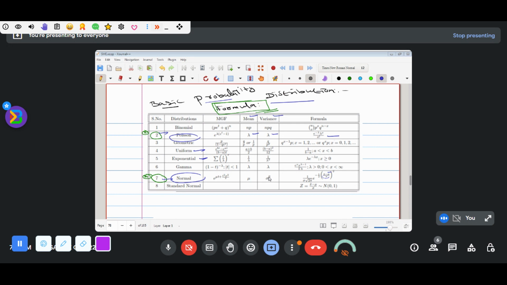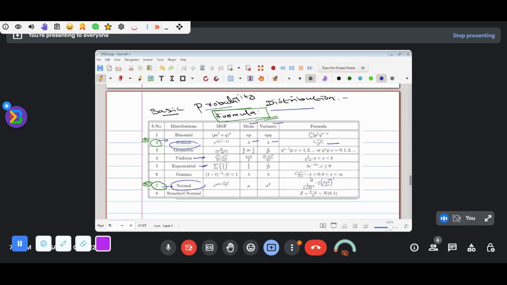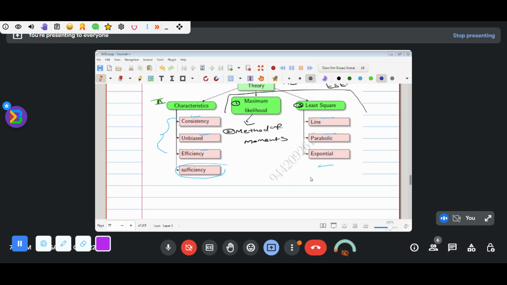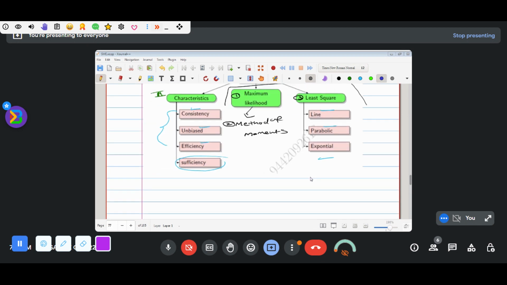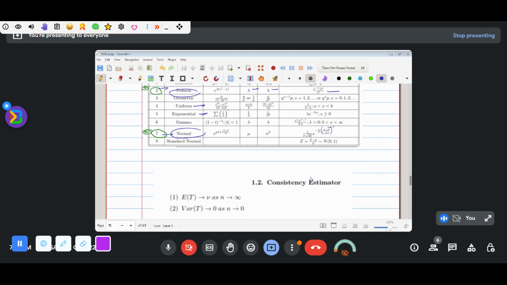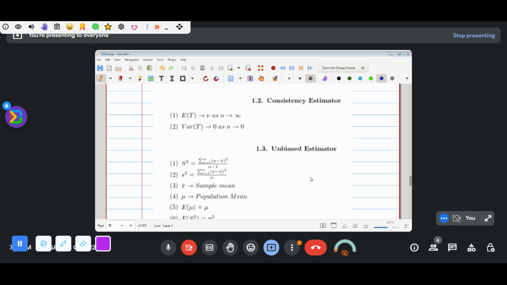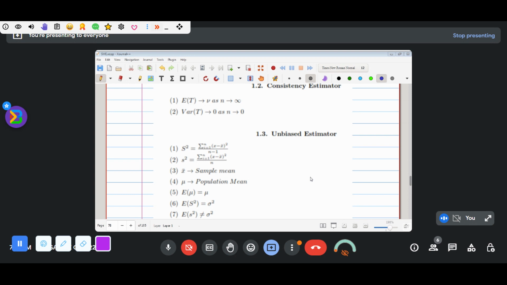Now we want to apply this in the next concept. I move to the basic definitions. What is meant by consistency, unbiasedness and efficiency? This is a very important part for 2-mark questions. Based on these definitions, questions may come in the 2-mark section.